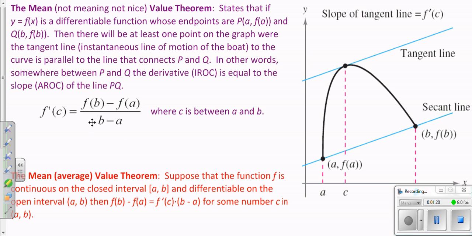Basically, it's saying your slope between your two points, the normal slope between these two points, has to be equal to the slope, or your derivative, somewhere in between here. That's what the mean value theorem is saying. So your slope between the two points has to be equal to your derivative somewhere on the interval between A and B.